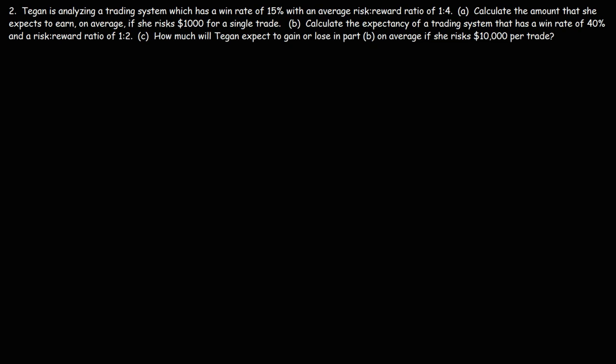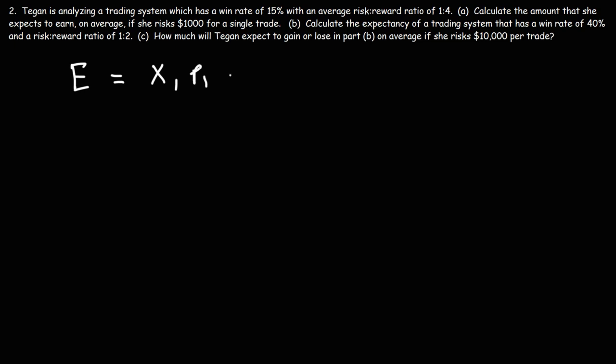Number 2, Tegan is analyzing a trading system which has a win rate of 15% with an average risk-reward ratio of 1 to 4. Calculate the amount that she expects to earn on average if she risks $1,000 for a single trade. So what we need to do is calculate the expectancy of the trading system. To calculate expectancy, you could use this formula.